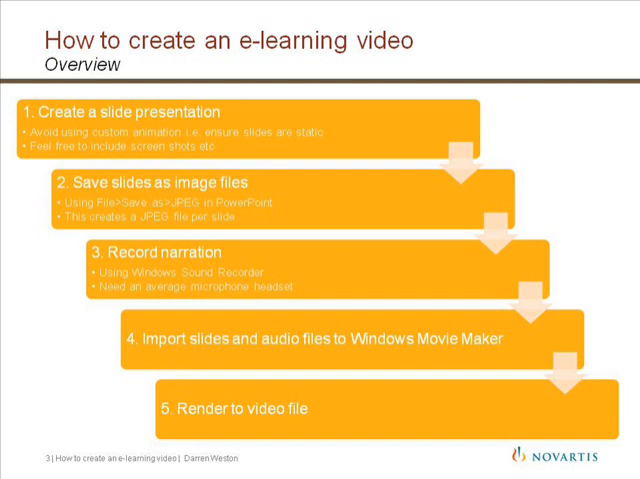There are 5 basic steps to creating an e-learning video. The first step is to create a slide presentation. The second step is to save this slide presentation as individual image files. The third step is to record the narration. The fourth step is to import the image files from the slides and the audio files into Windows Movie Maker. And the final step is to render this to a video file.